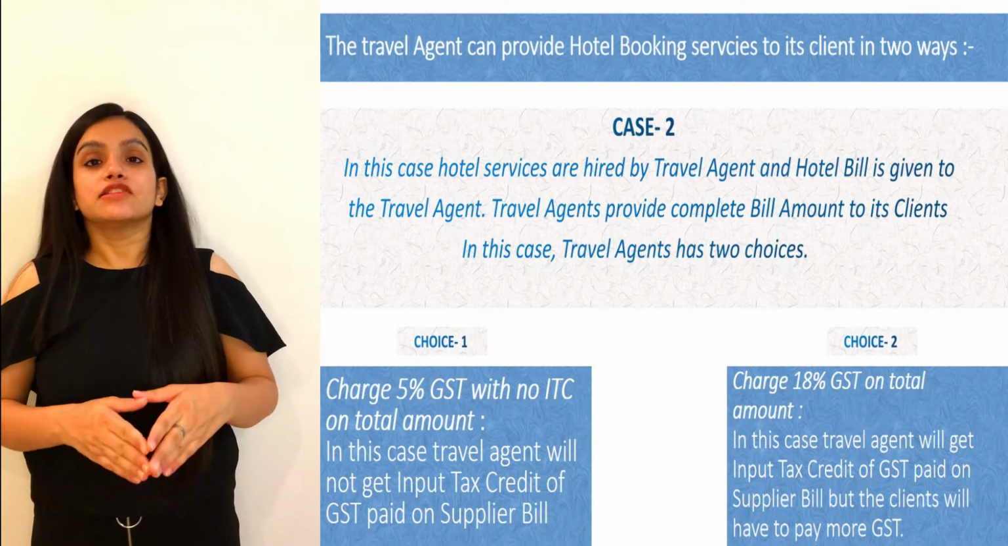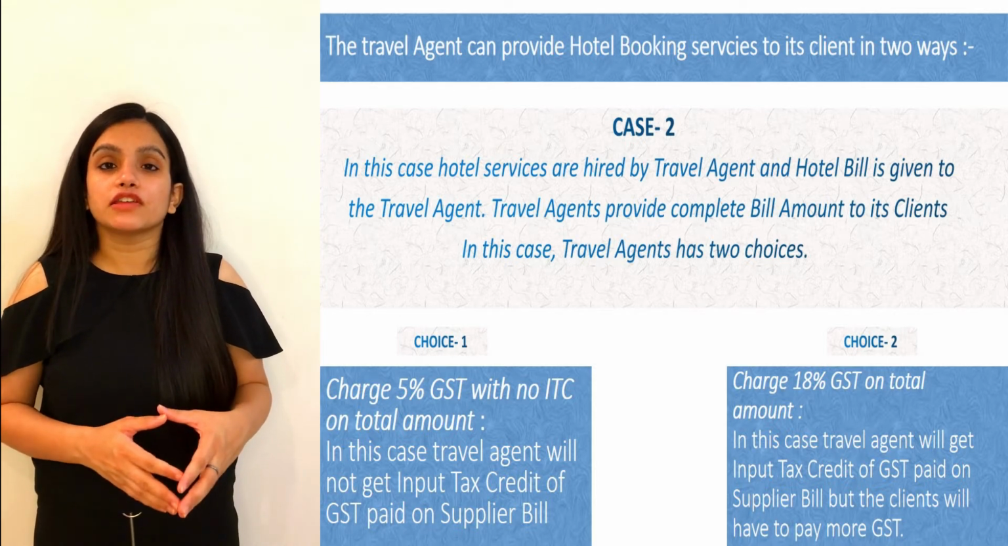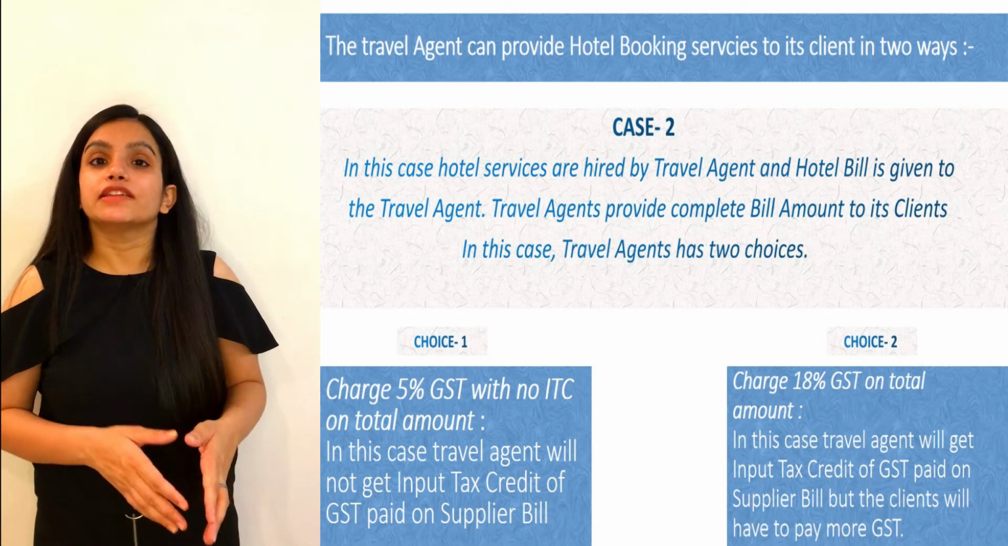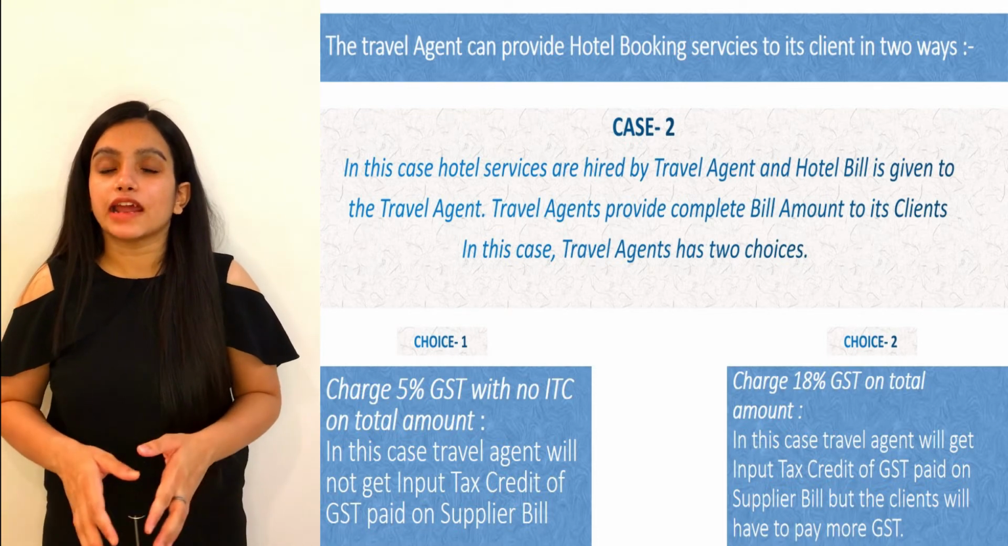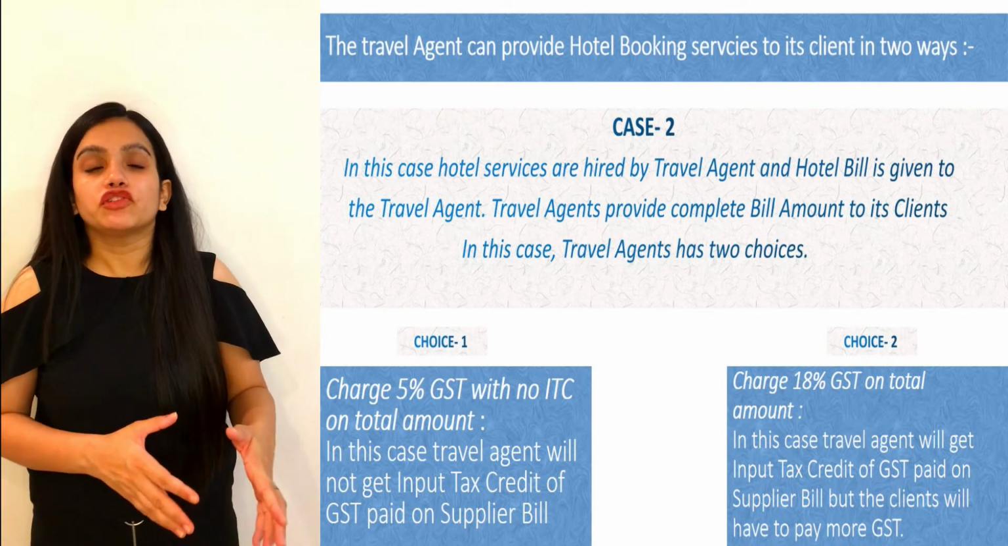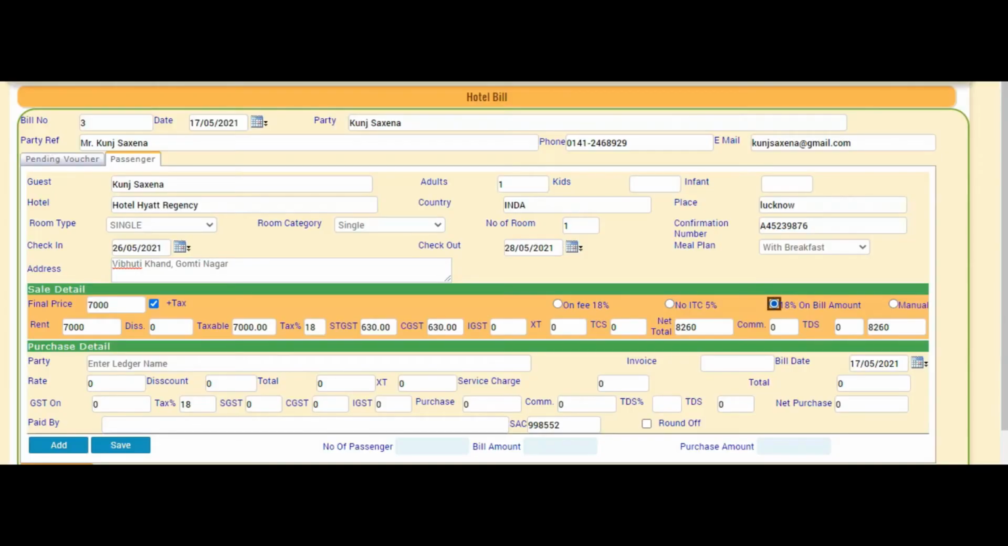Option 2, charge 18% of GST on the total amount. In this case, a travel agent will get input tax credit paid on the supplier's bill, but the client will have to pay more GST. This window shows the taxable value and CGST and SGST when we have chosen an option 18% on total bill amount.